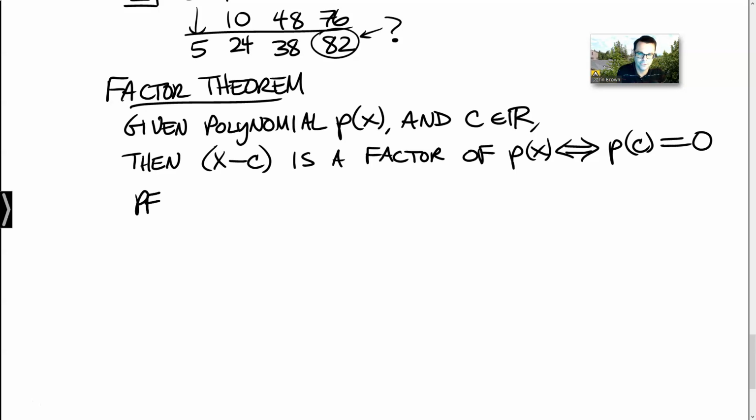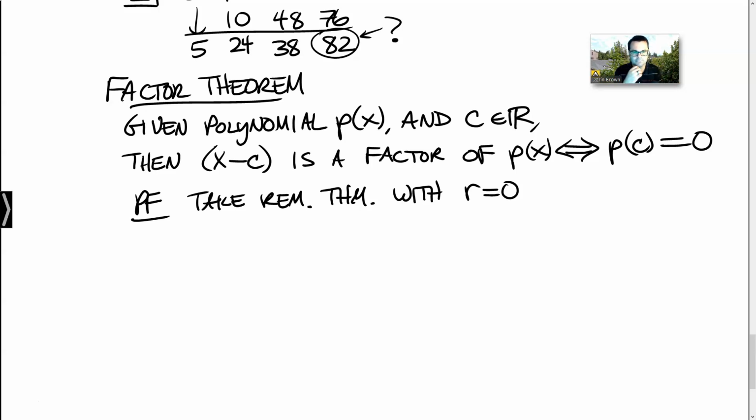And the proof, I just explained it to you. Just take the remainder theorem with r equal to 0. I mean, just take the statement of the remainder theorem and ask, what does this say if r is 0? And that's exactly what the factor theorem says. Okay, so let's look at an example where we can use the factor theorem.